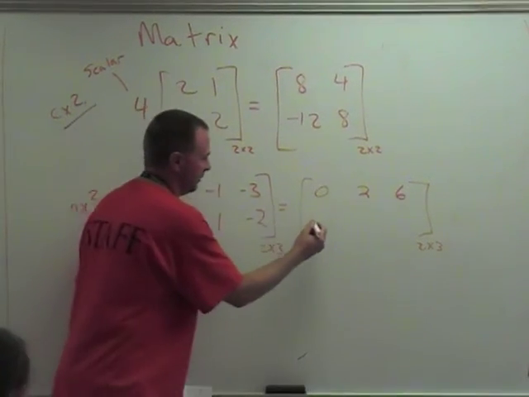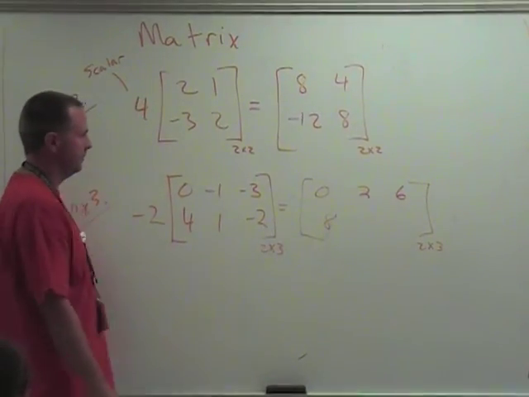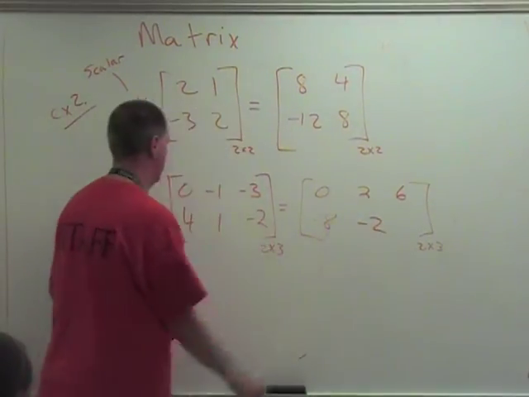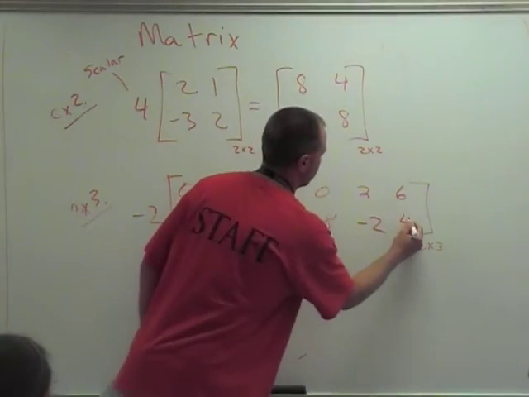Yeah, negative 2 times 4 is negative 8. Negative 2 times 1 is negative 2. Good. Negative 2 times negative 4 is positive 8. Who got that right?